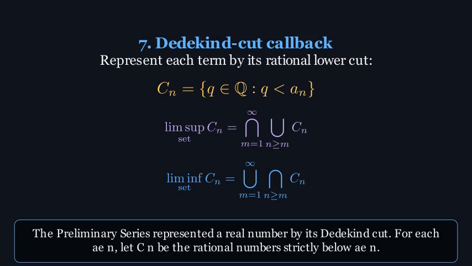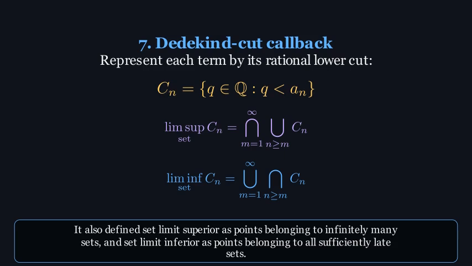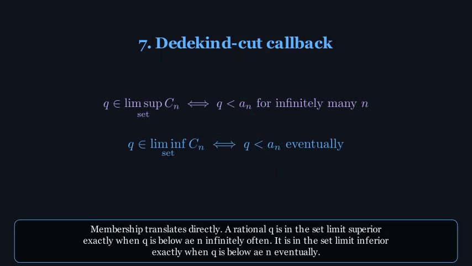The preliminary series represented a real number by its Dedekind cut. For each a_n, let C_n be the rational numbers strictly below a_n. It also defined set limit superior as points belonging to infinitely many sets, and set limit inferior as points belonging to all sufficiently late sets. Membership translates directly. A rational q is in the set limit superior exactly when q is below a_n infinitely often. It is in the set limit inferior exactly when q is below a_n eventually.